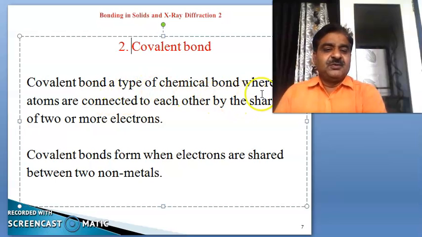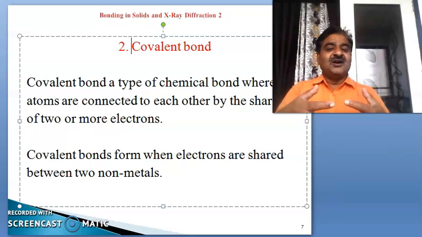Covalent bond is a type of chemical bond where two atoms are connected to each other by sharing of 2 or more electrons.